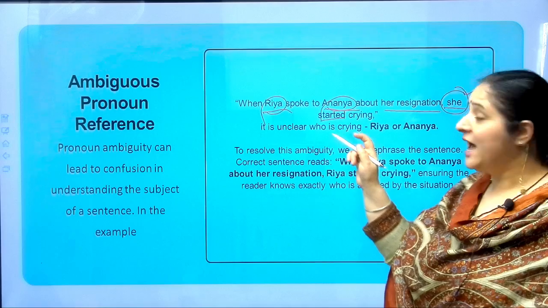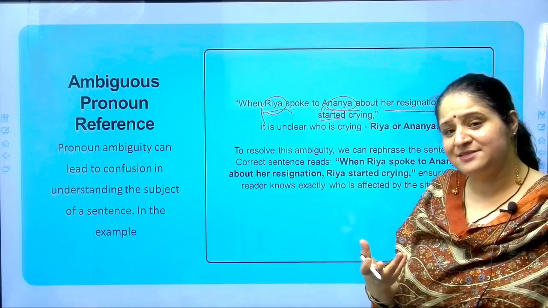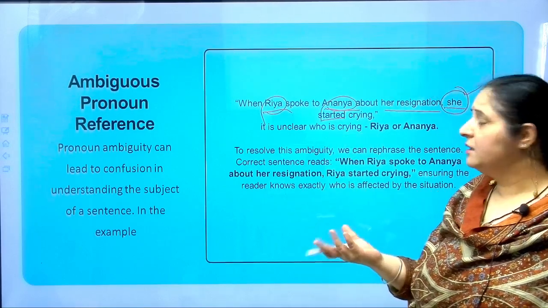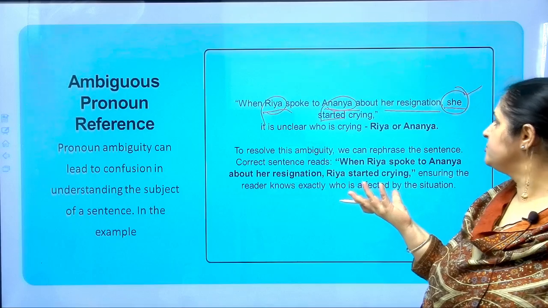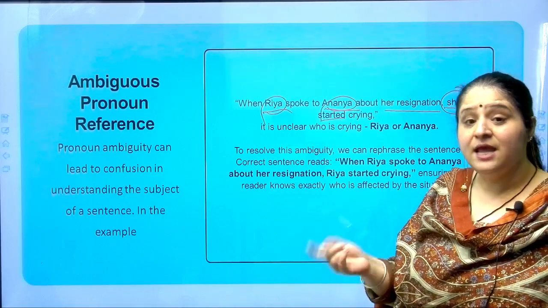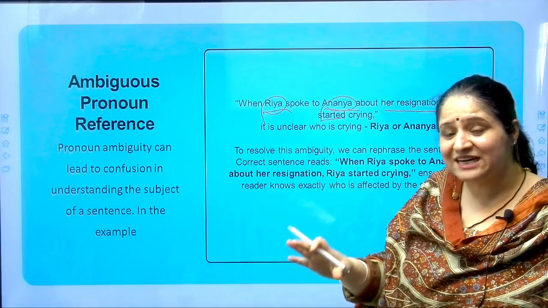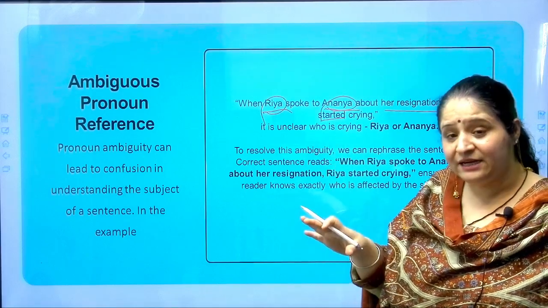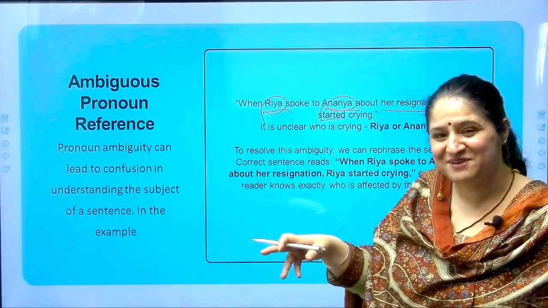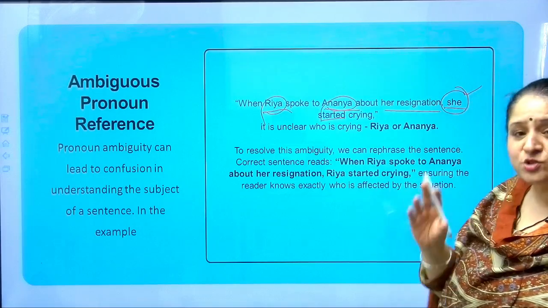And we know that as a sentence, it seems to be a correct sentence because colloquially it seems correct. When Riya spoke to Ananya about her resignation, she started crying. ठीक है, लेकिन अगर आप ध्यान से देखोगे तो कंफ्यूजन है ना कि शी कौन है. So what is the correct way to write it, what is the right way to correct it basically, right? So how do we resolve this ambiguity?